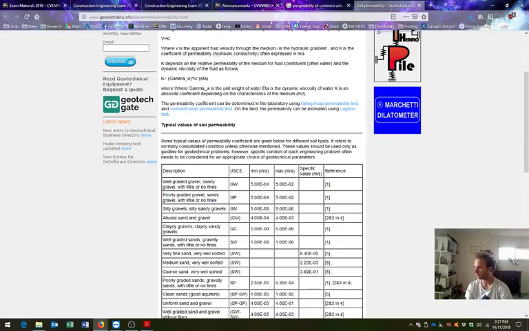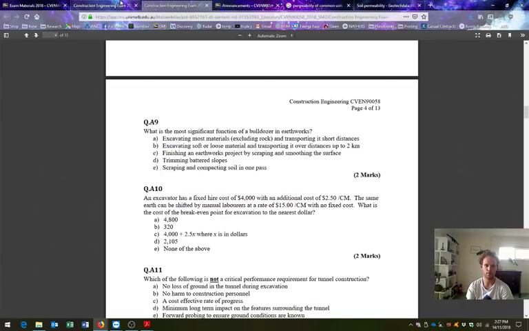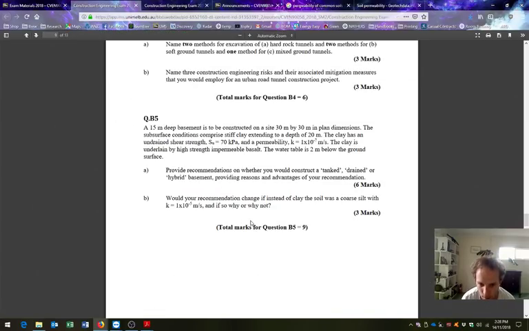We choose hybrid for A and hybrid for B. I think you're right there, but let's go back to the exam. Would you change if instead of clay, coarse silt? Yeah, you'd stick with a hybrid if you could key in your basement wall into the impermeable basalt, yes. If you couldn't key in your basement wall into the impermeable basalt, then yeah, you probably need to go a tanked basement. But I think you're on track with that, so that's fine.